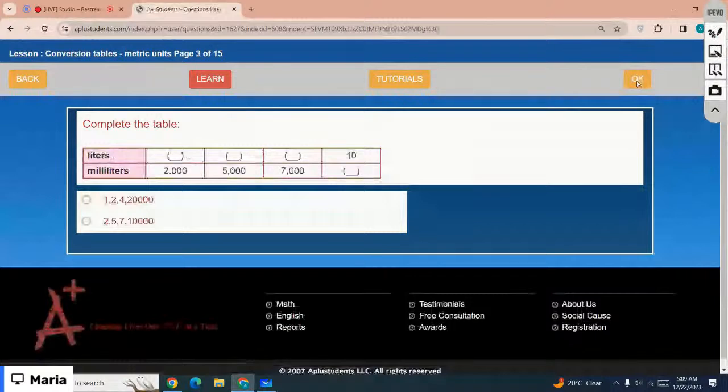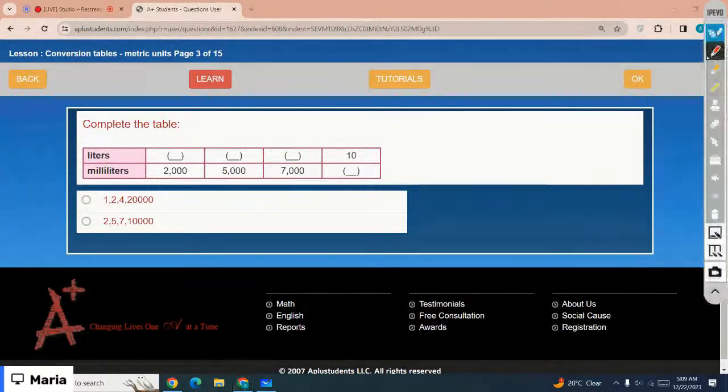Okay, complete the table. You have to convert from liters to milliliters. So the same unit here, 1 liter equals 1,000 milliliters. So which is the correct option? Okay, 1 liter equals 1,000 milliliters. So which is the correct option? Which option is the correct one?